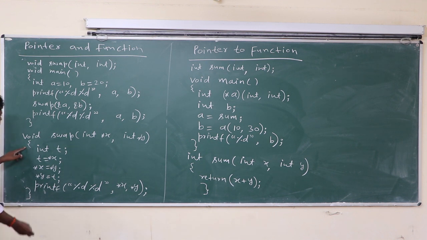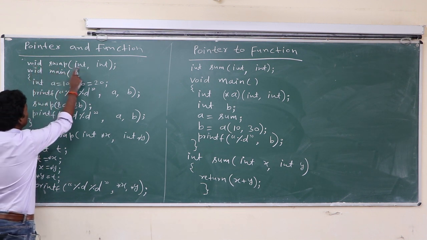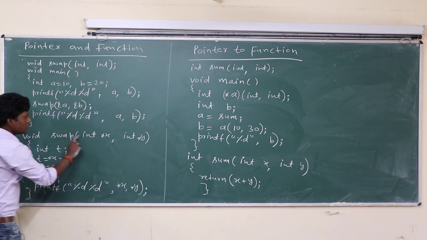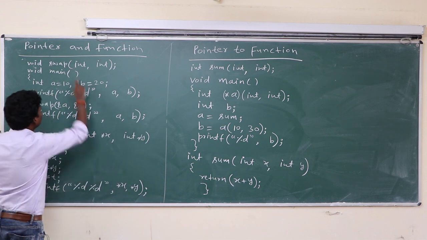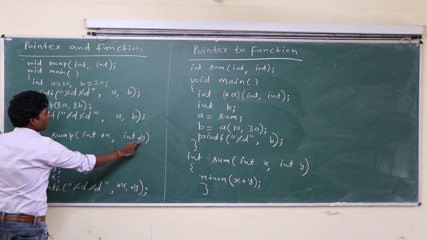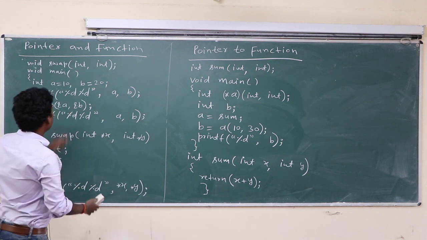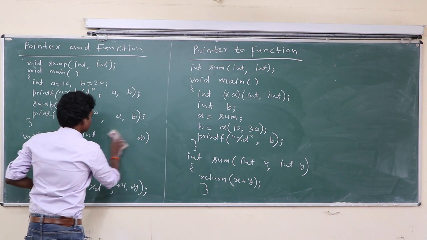Okay class, since the swap function is defined after the main function, there is a need to declare the function prototype of the swap function. So here we declare the function prototype of the swap function. Copy this line here, put the semicolon here and remove the variables. There is no need of variables x and y here.